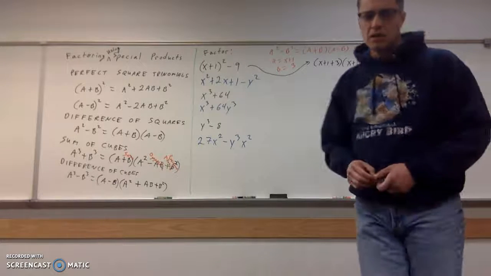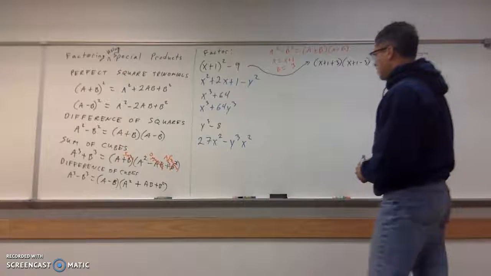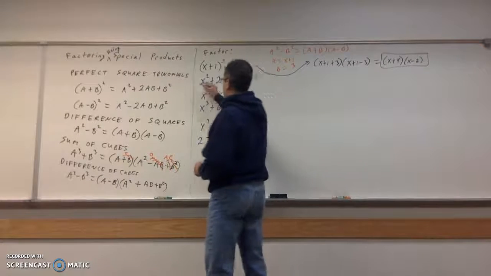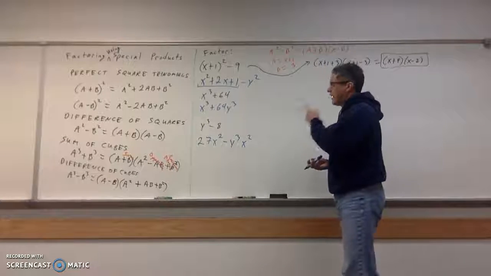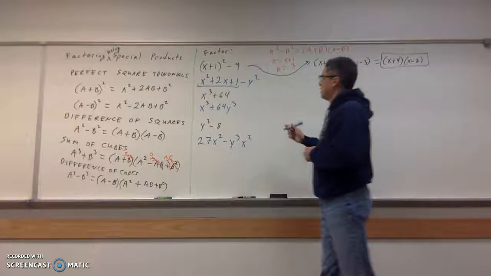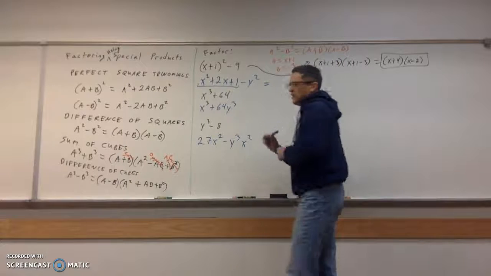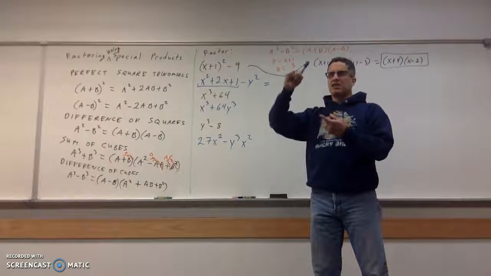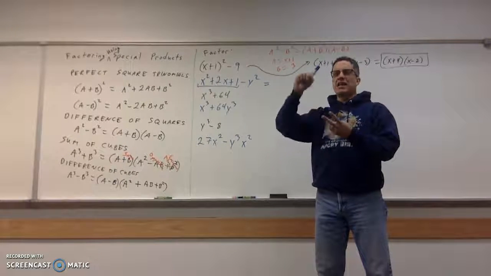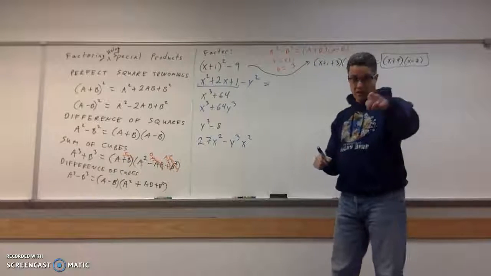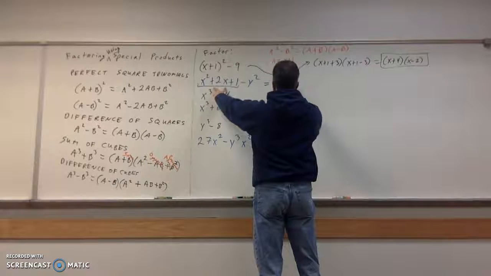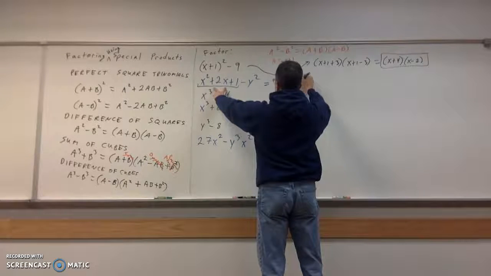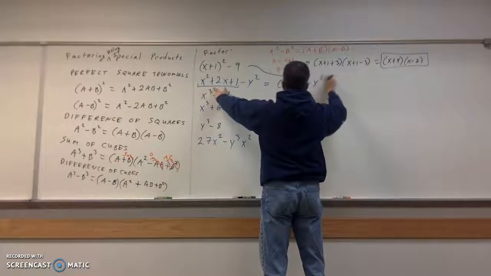So I'm going to group the first 3 terms together, okay? The reason I'm going after the first 3 terms is that's a perfect square trinomial. By the way, this is going to have grouping in it, it's going to have a perfect square trinomial in it, and it's going to have a difference of squares in it. Watch. Perfect square trinomial coming up. That's going to be (x + 1) quantity squared, and then minus y squared.